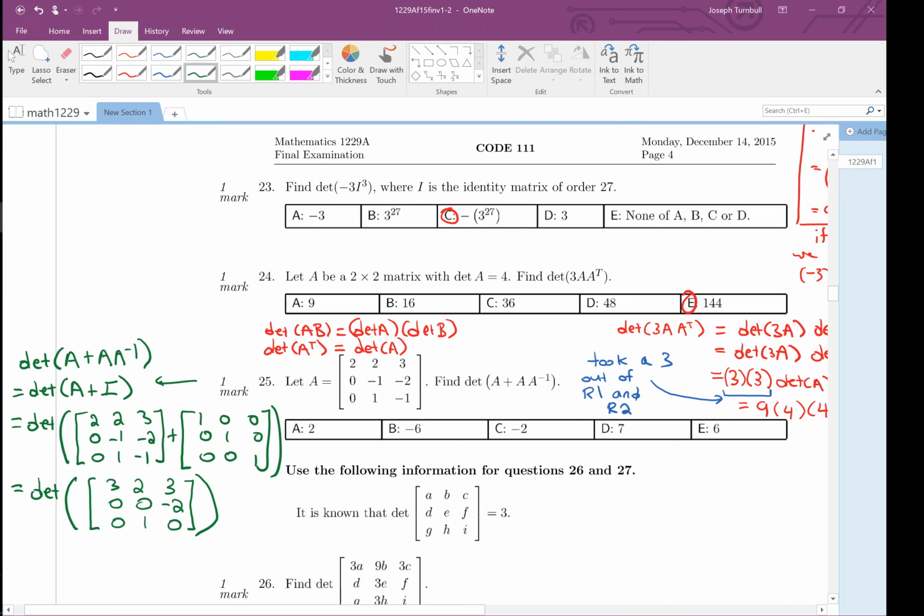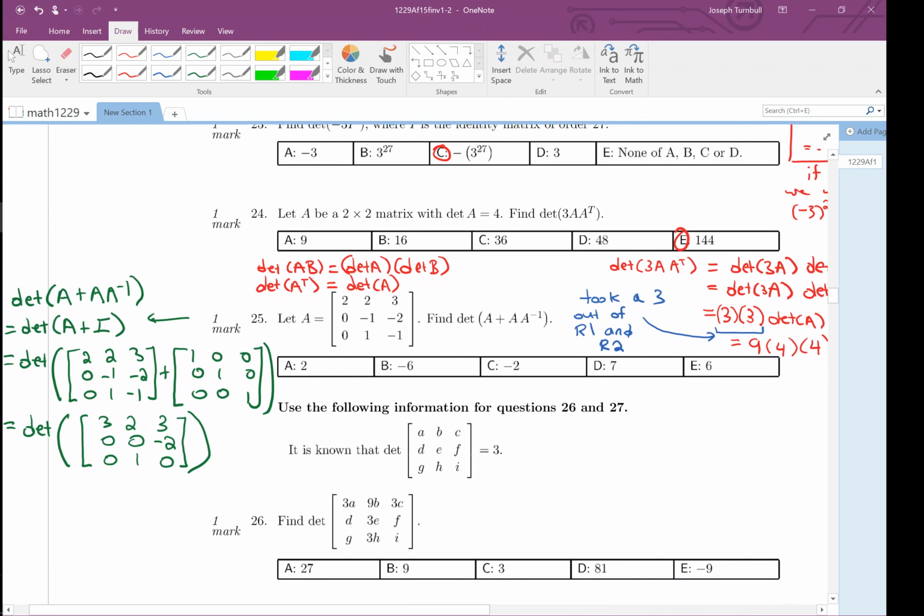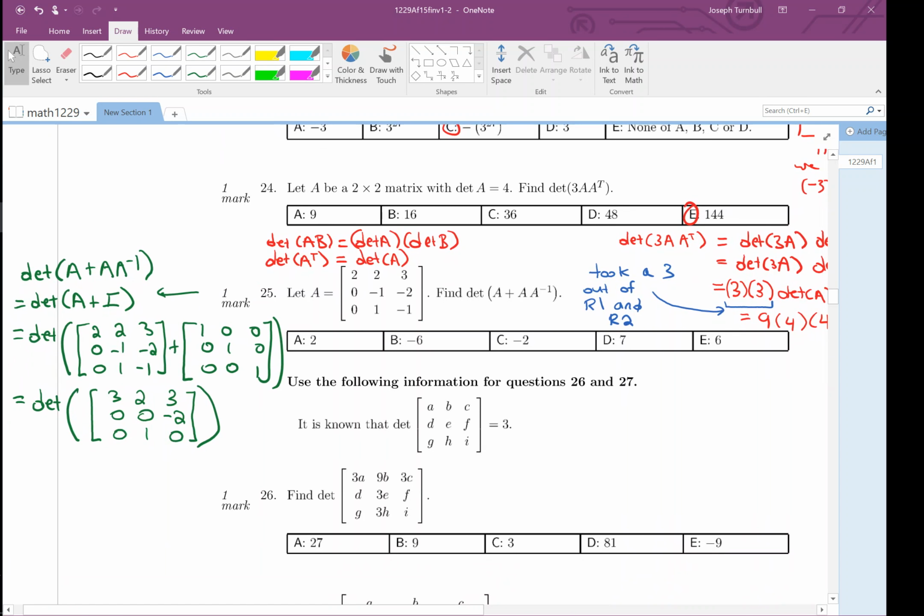Okay, it's not quite triangular. So I'm going to do a row swap. I'm going to swap row 2 and row 3. Now when we do that, we pick up a minus sign. Any swapping of a row or a column in a determinant introduces a minus sign in front.